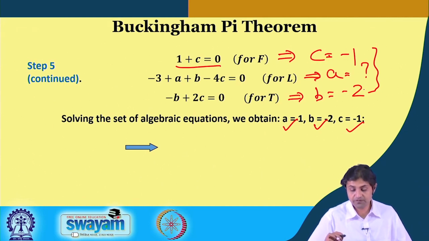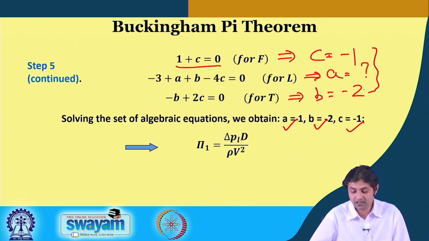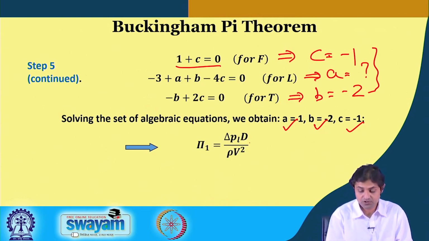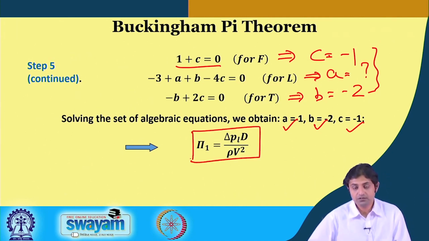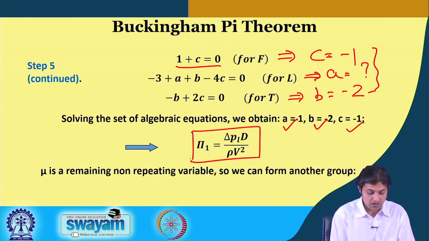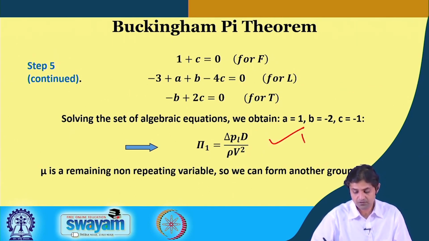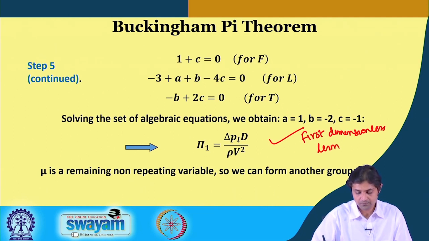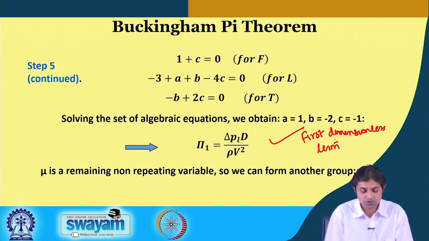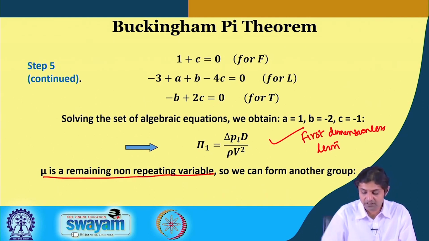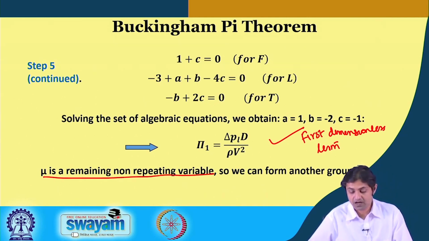If we put a, b and c back in that dimensionless group, pi 1 becomes delta PL times d divided by rho v square. So the first dimensionless term we have found. Now there is only mu remaining, which is the non-repeating variable. In a similar way we can form another group.